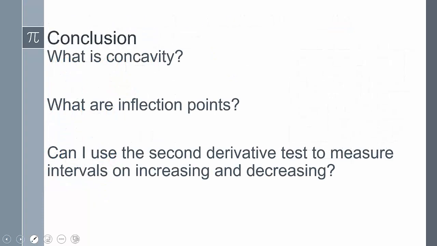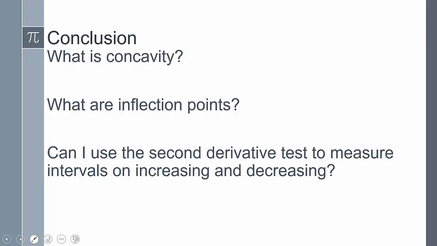To conclude this lesson, what is concavity? We look at the first derivative and at how our slope is increasing or decreasing. If the slope is increasing on an interval, it's concave upward. If it's decreasing on an interval, it's concave downward. Then it asks, what are inflection points? Inflection points are the points on your graph, where we first look for the x, at which your concavity changes: concave up to concave down, or concave down to concave up.